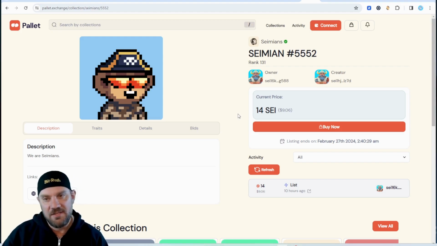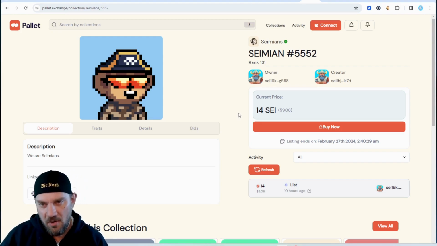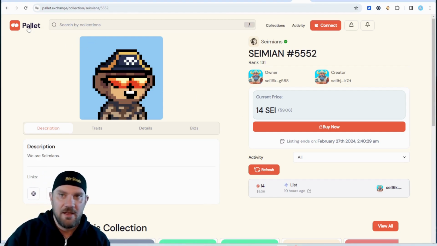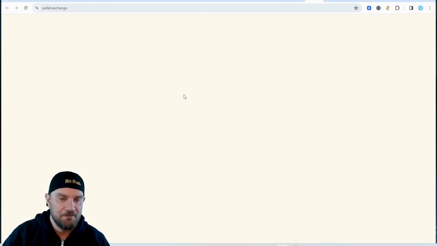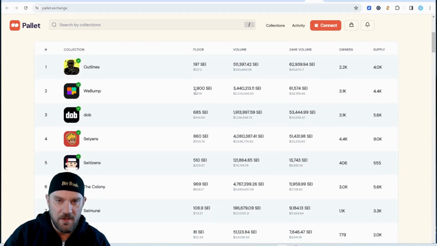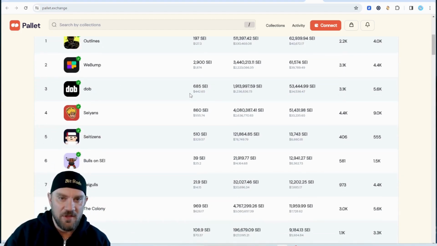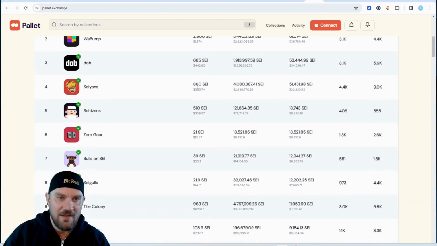There are obviously some bigger tokens that launched earlier, NFT projects that are a little bit higher. If we go back to the main palette website, we can definitely browse and see that some of them, like the WeBump, are going for 2,900 SEI tokens. The DAB are going for 685. The Seiyans are going for 860.